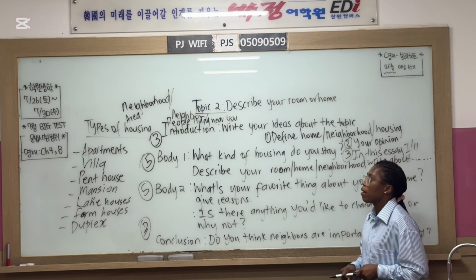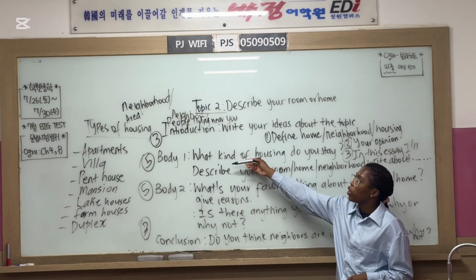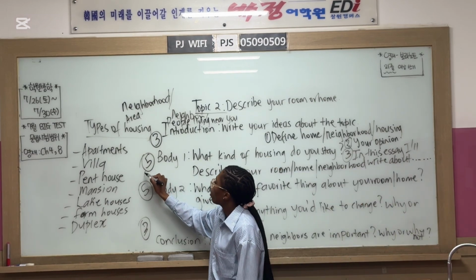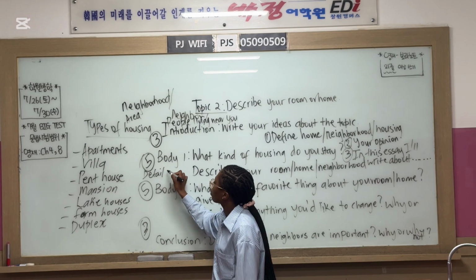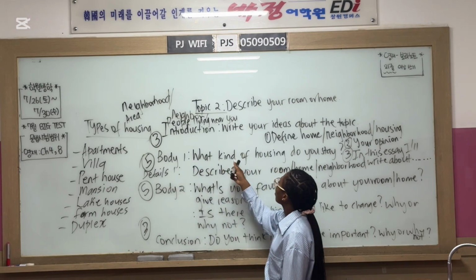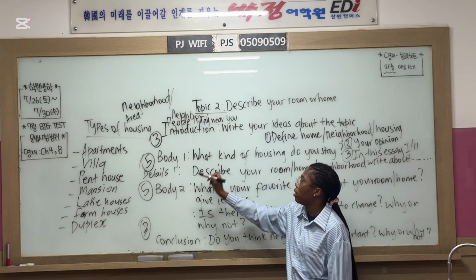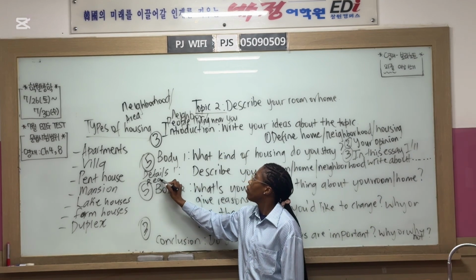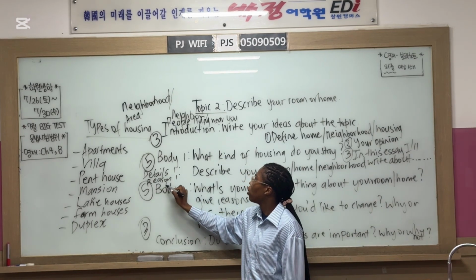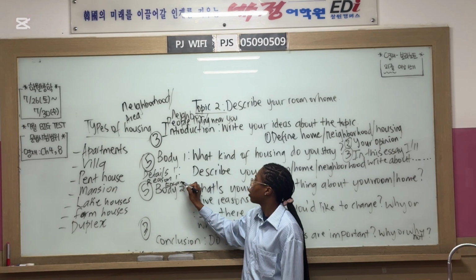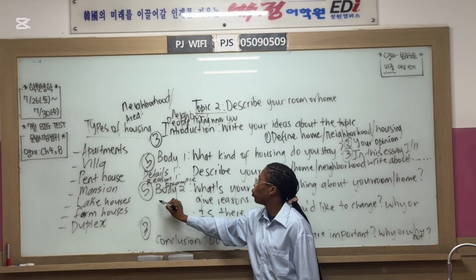Brainstorming is the same. You break down body 1. When you break down body 1, you answer by giving details. Detail 1, what kind of housing do you live in? If you live in a villa, you say, I live in a villa. Your reason, why do you live in a villa? Also, give examples. Body 2, the same.